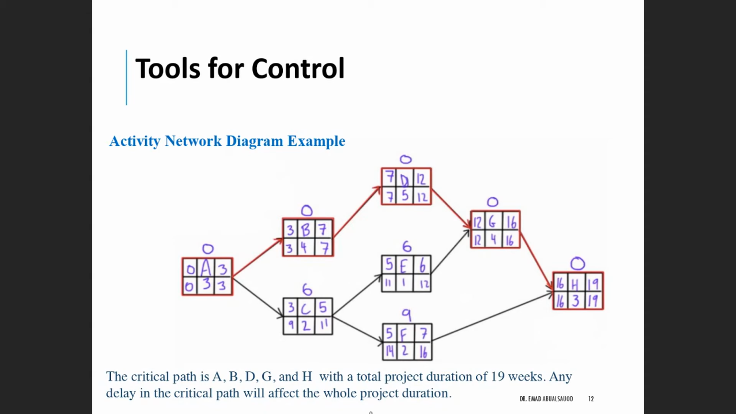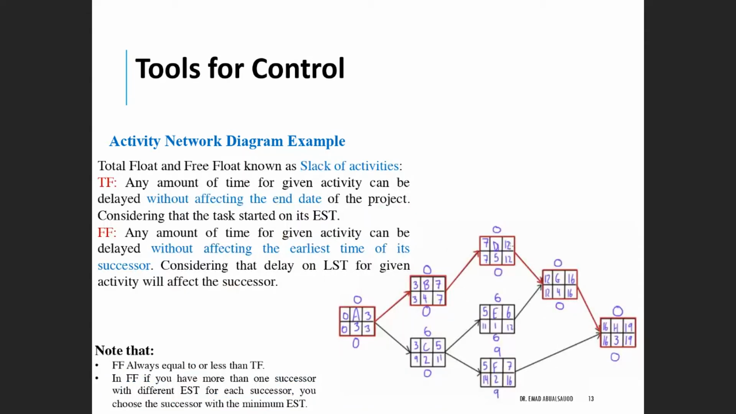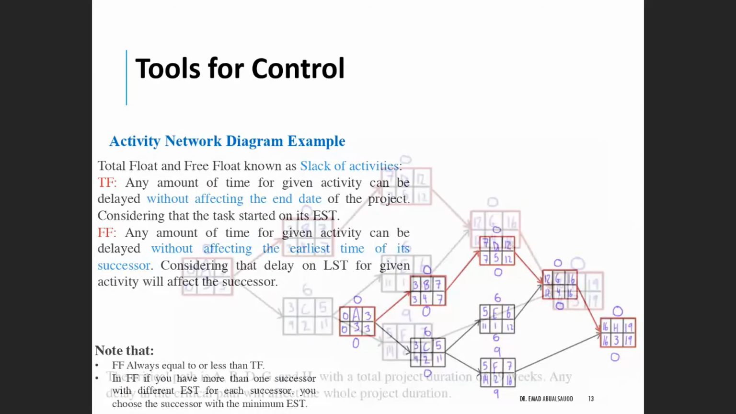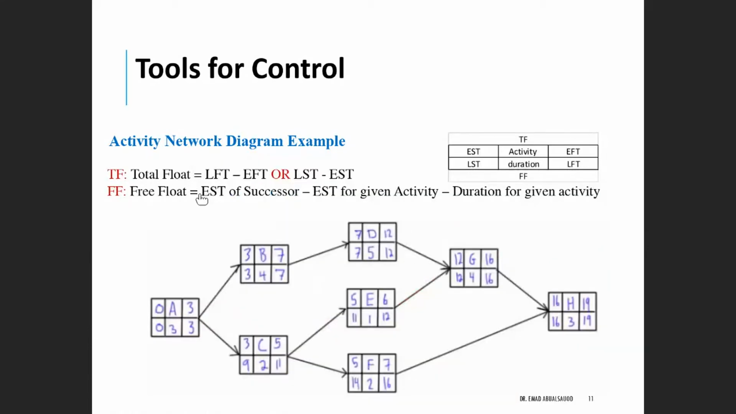Now we come to the second part, which is the free float and how we calculate the free float. Let's go back to the formula here and see how we calculate the free float. The free float is the early start time for the successor minus the early start time for the given activity minus the duration for the given activity. How do we interpret this?